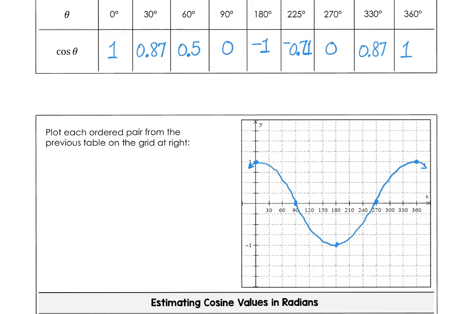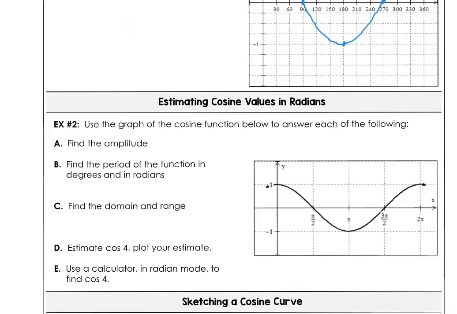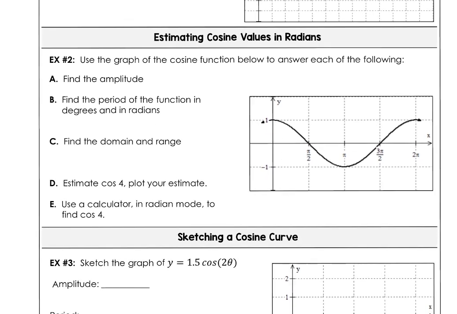Moving on to example 2, we want to use the graph of the cosine function to answer the questions. We know that the amplitude is 1, the period is 2 pi, or 360 degrees. Because it's periodic, the domain is all reals, and the range ranges from negative 1 to positive 1.